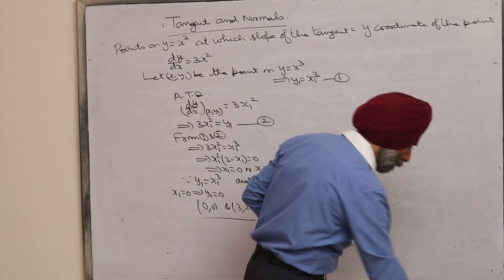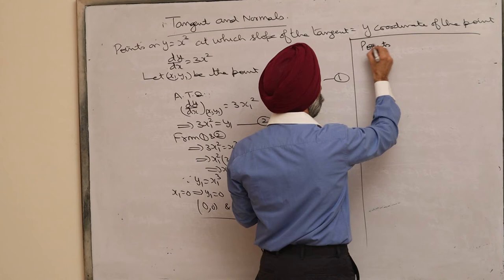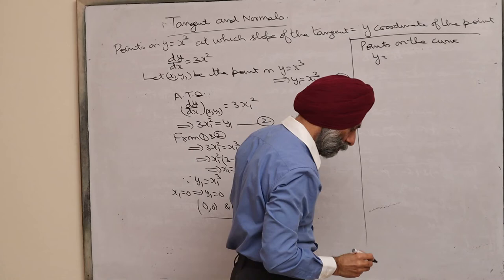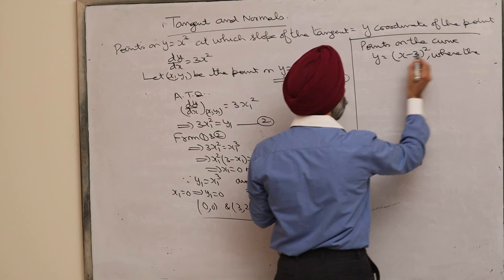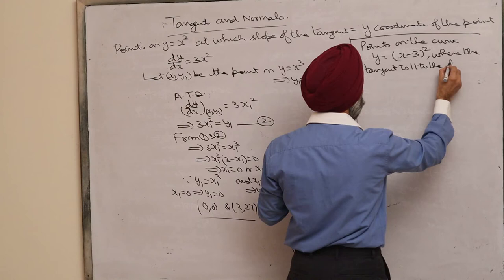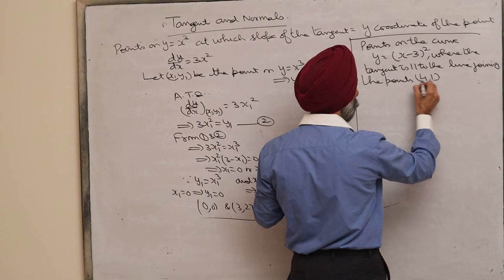Now next is, find the points on the curve y is equal to x minus 3 whole square, where the tangent is parallel to the line joining the points 4, 1 and 3, 0.